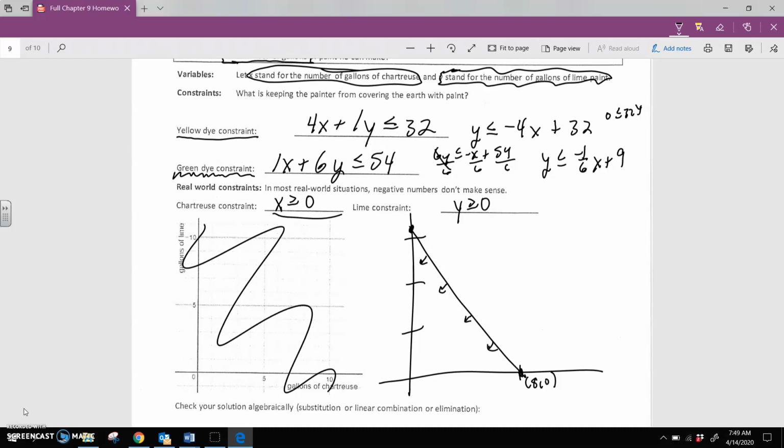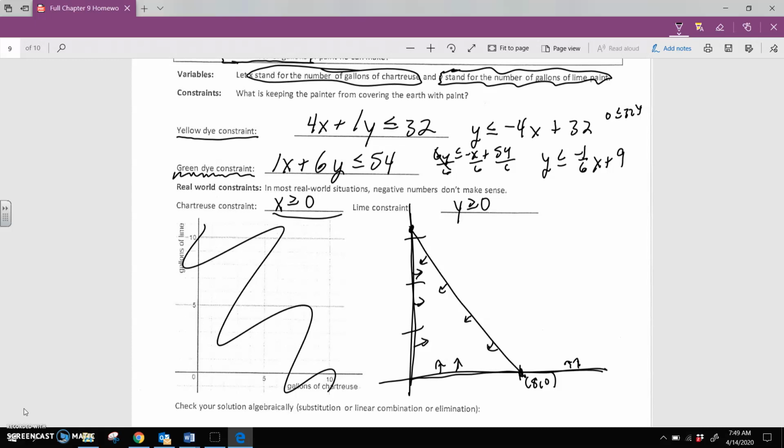Don't forget your real world. Technically, we have x equals 0, y equals 0. This is shaded up, and this one will be shaded to the right. Okay, so the real world usually just constrains it to the first quadrant. Sometimes, as you'll see in one of your homework problems, it adds a little more.